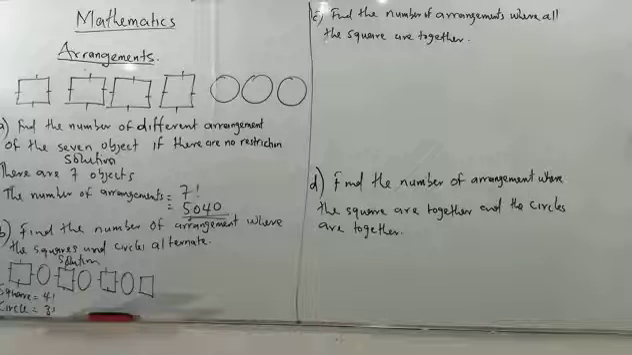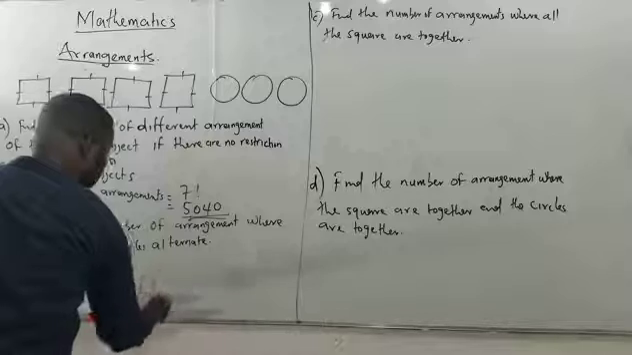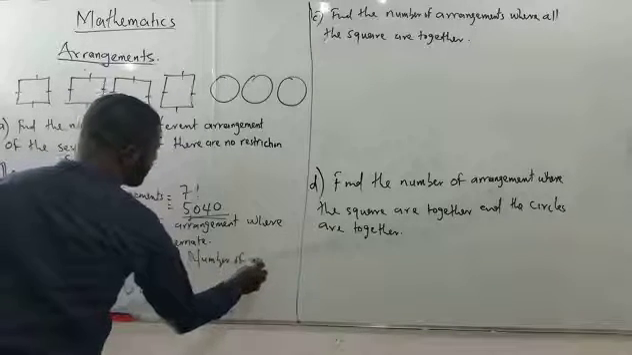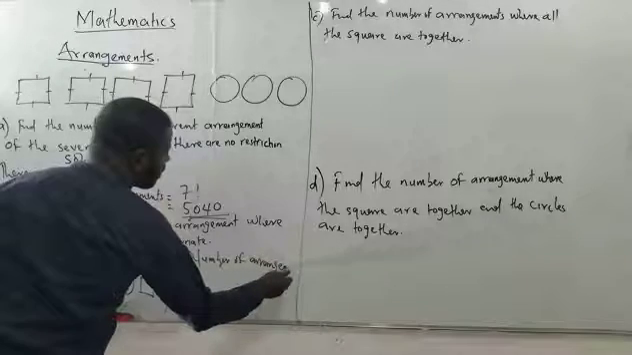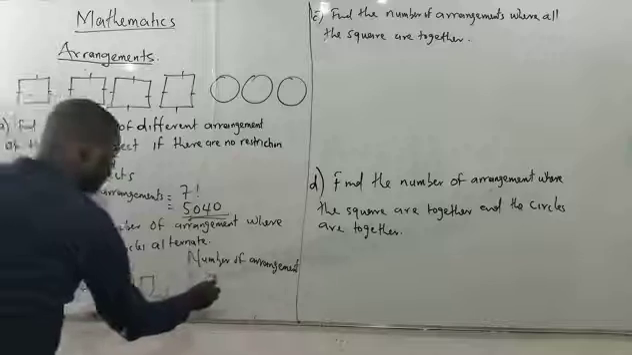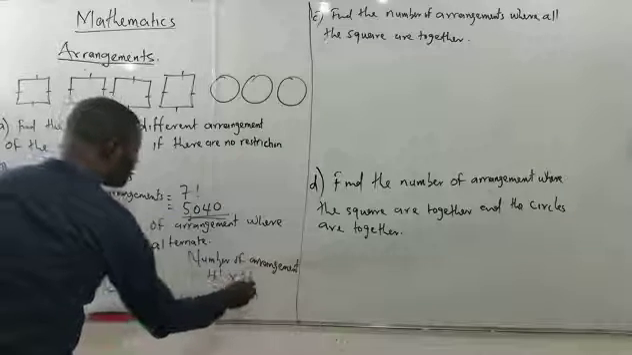Now, for me to get the number of arrangements, sorry, I need to write it. Number of arrangements will be equal to 4 factorial multiplied by 3 factorial.